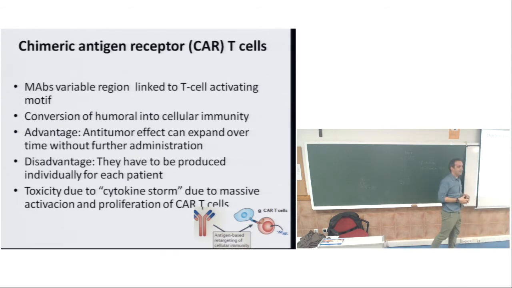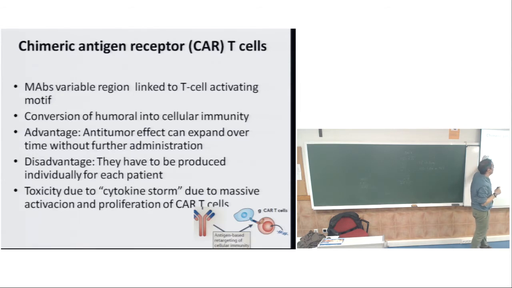Okay, and this is slightly more complicated, but it's important because there are very interesting results being obtained with this kind of drug, what is called chimeric antigen receptor T cells. These are not just monoclonal antibodies; they are in fact T cells that are engineered. The idea is to use a variable region of a monoclonal antibody linked to all the components that T cells need to be activated, and this can only be done by the use of recombinant DNA.